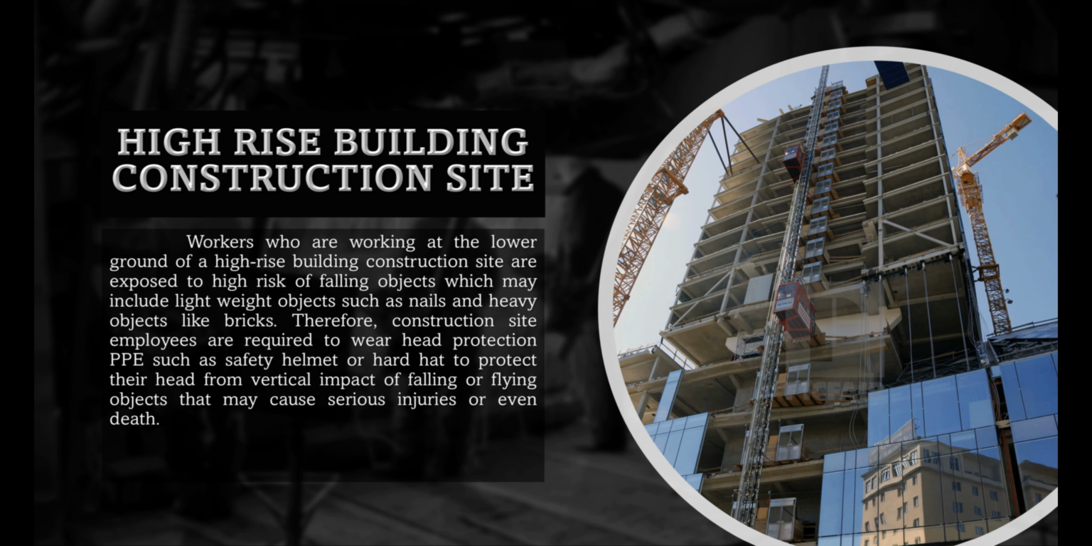High-rise building construction site. Workers who are working at the lower ground of a high-rise building construction site are exposed to high risk of falling objects, which may include lightweight objects such as nails and heavy objects such as bricks. Therefore, construction site employees are required to wear head protection PPE such as safety helmet or hard hat to protect their head from vertical impact of falling or flying objects that may cause serious injuries or even death.